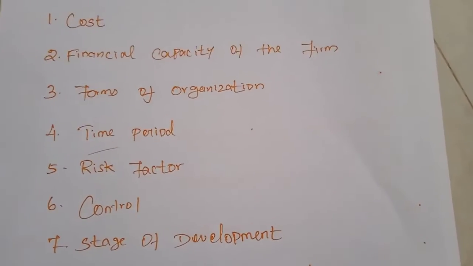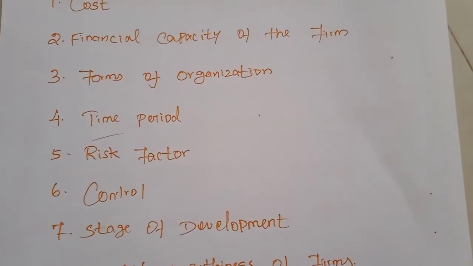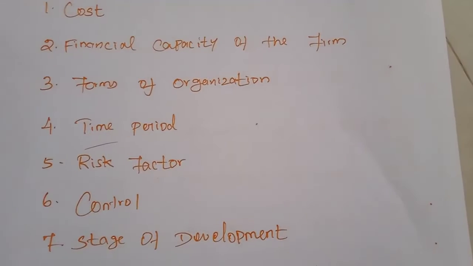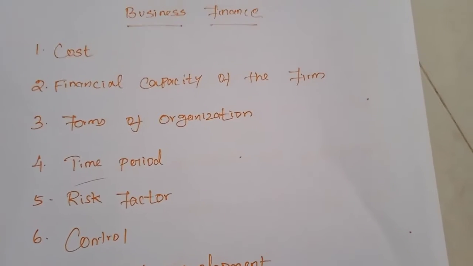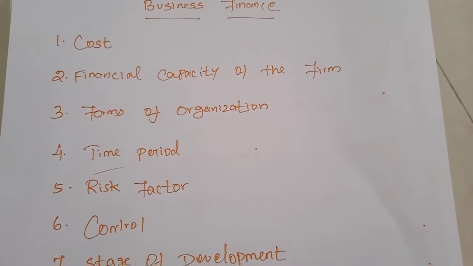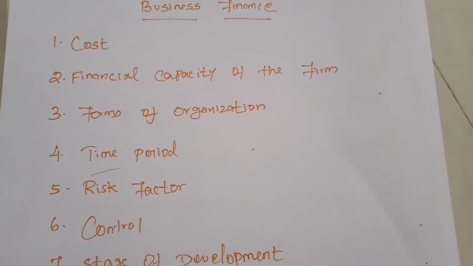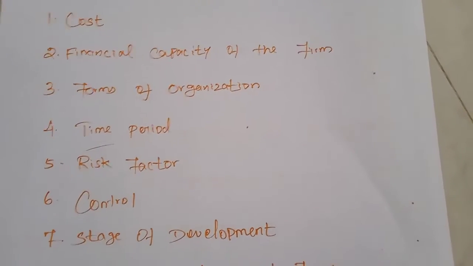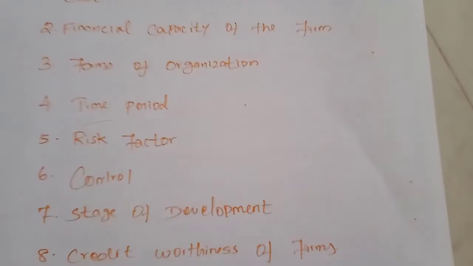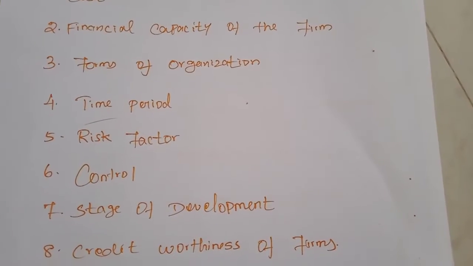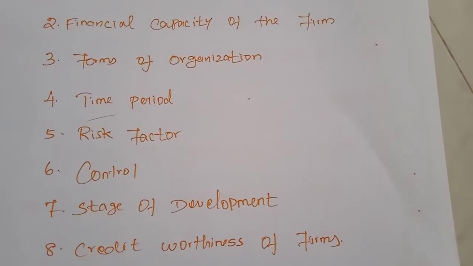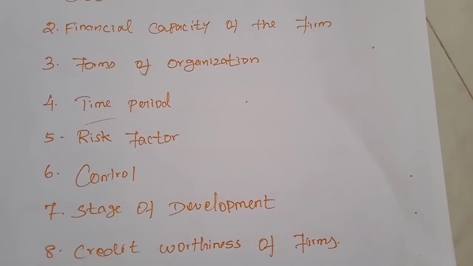Next, risk factor. On the basis of the risk of uncertainty, we can select the business finance. Owned funds do not invite any risk, while using borrowed funds entails a lot of risk. When we borrow money for improving our business and some risk arises, the business organization will be stuck in repaying the money.